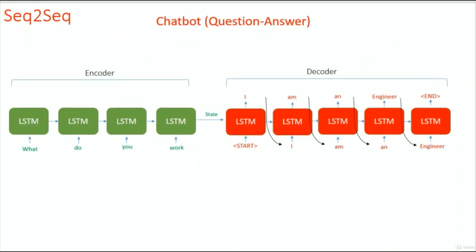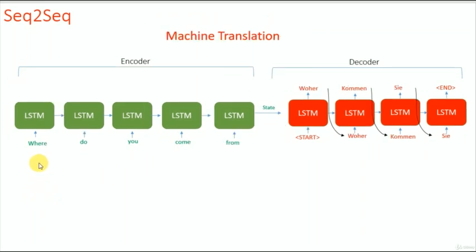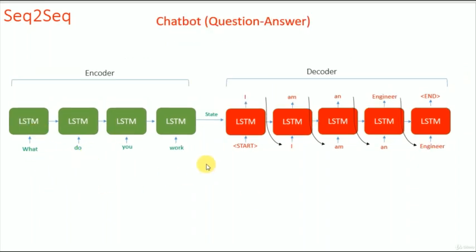Another application of sequence to sequence is called chatbot. In this case, it's a question answering task. Here we had a translation from one language to another. Here we have a question, and then we want to generate a reply. It's just a question answering task. This is something called a chatbot. Here, for example, the question is, what do you work? And then the reply is, I am an engineer. So we teach the network how to reply to a given question.